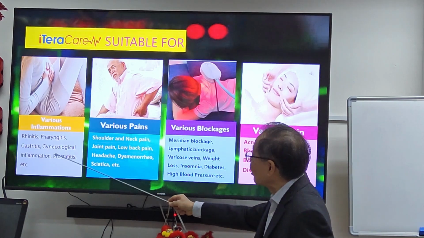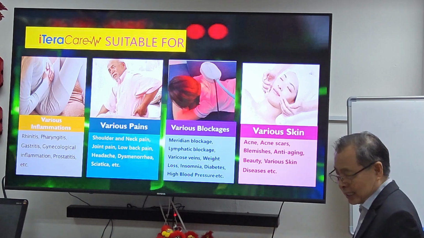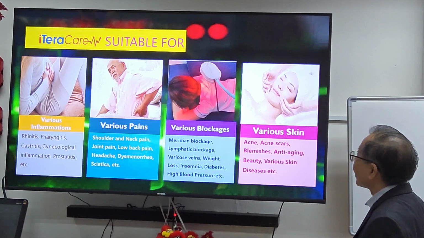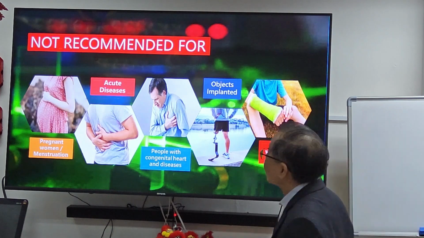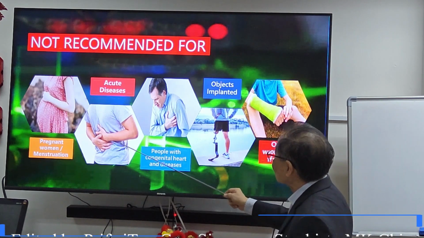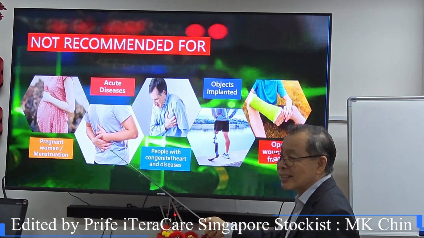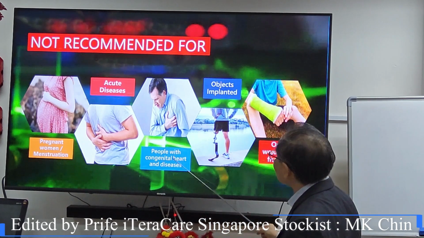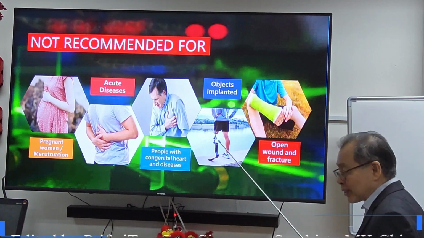So, TeraHertz is useful for inflammation, pains, blockages, and skin conditions. Very effective indeed. And that's what they are recommended for use. Not recommended for pregnancy and things like that. Acute disease, that's why abdomen, a lot of acute conditions. That's why I say not so useful. Congenital, implant objects, open wound. Open wound can be used.